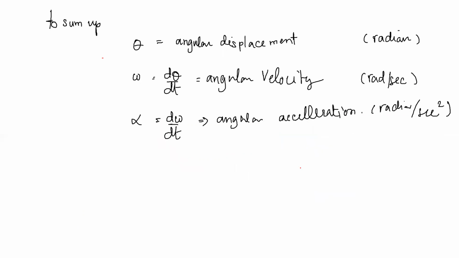So to sum up, we have an angular motion or a rotation. We have theta representing angular displacement or angular distance. We have omega representing the angular velocity in radians per second. And alpha represents the angular acceleration in radians per second squared. All three of these are scalars because the vectors are already taken care of. We talk about it as a scalar function.